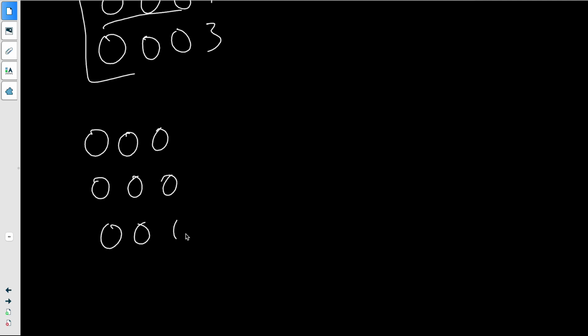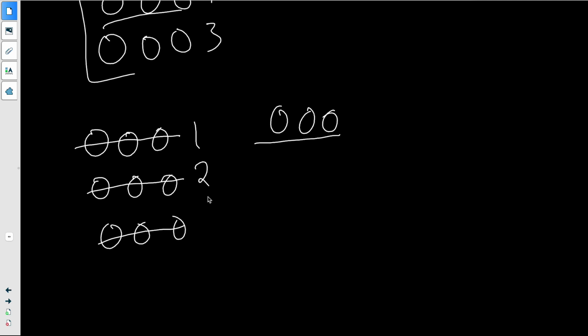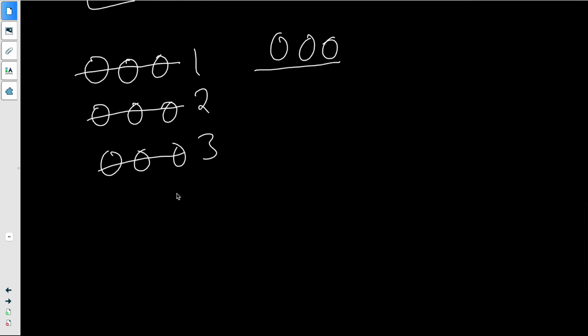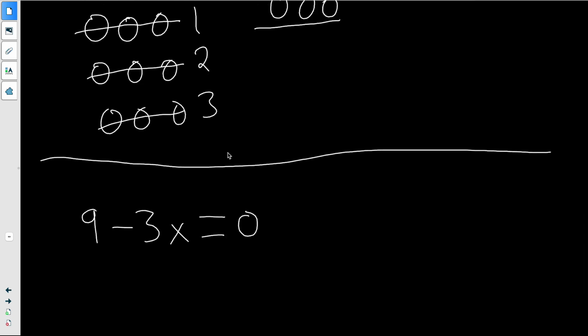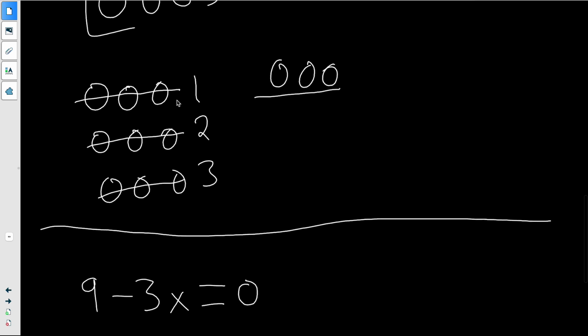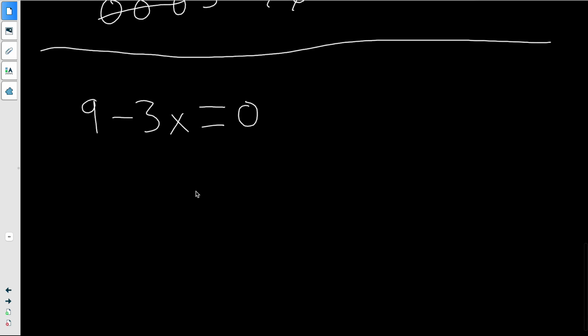So we can ask ourselves, how many times can I subtract 3 from 9 and end up with 0? You can do it 1, 2, 3 times. And we can ask this question algebraically. So to ask it algebraically, we'd say 9 minus 3 times x, or 3 times what, equals 0, right? When we asked how many times can we subtract 3 from 9 and end up with 0, this is the way we could write it out.